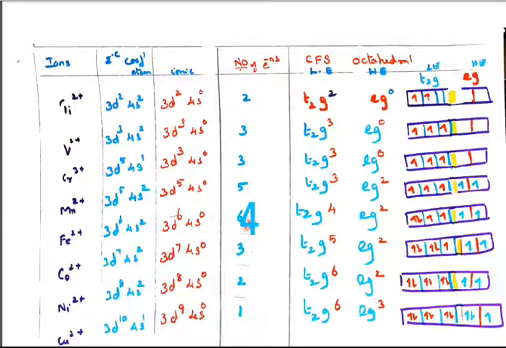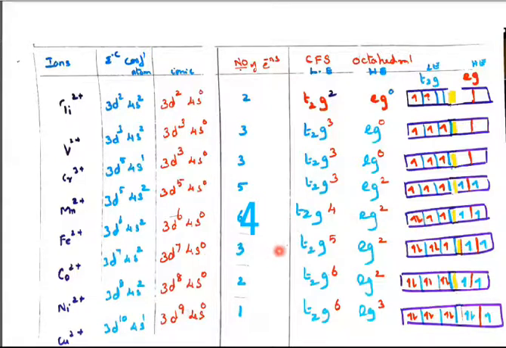Next, it is the number of electrons, not unpaired electrons. Here the number of electrons is 6. So 2 electrons, here 3 electrons, here 3 electrons, here 5 electrons, here 6 electrons. In this, the 6 electrons are distributed as t2g 4 and eg 2. So filling 1, 1 in each of the 5, and then the sixth one goes to t2g.